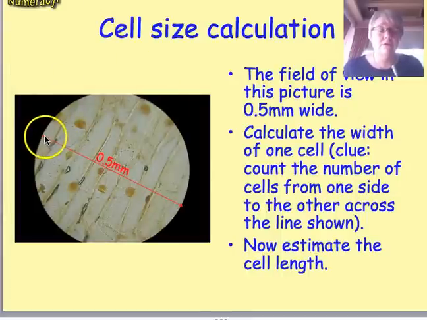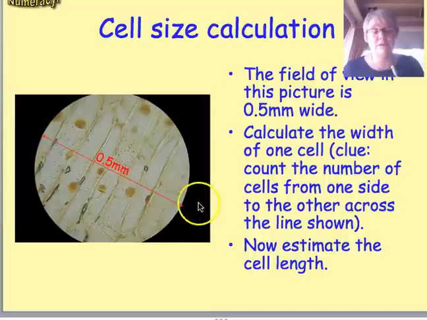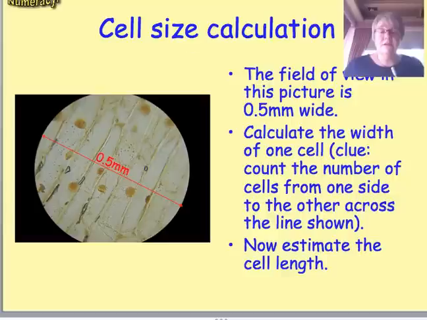Trying again. So we've got this field of view that is here at 0.5 millimeters across the way, and you can see that red line that is there. And the question asks us to calculate the width of one cell. It says here a wee clue is to count the number of cells from one side to the other across the line shown and estimate the cell length.